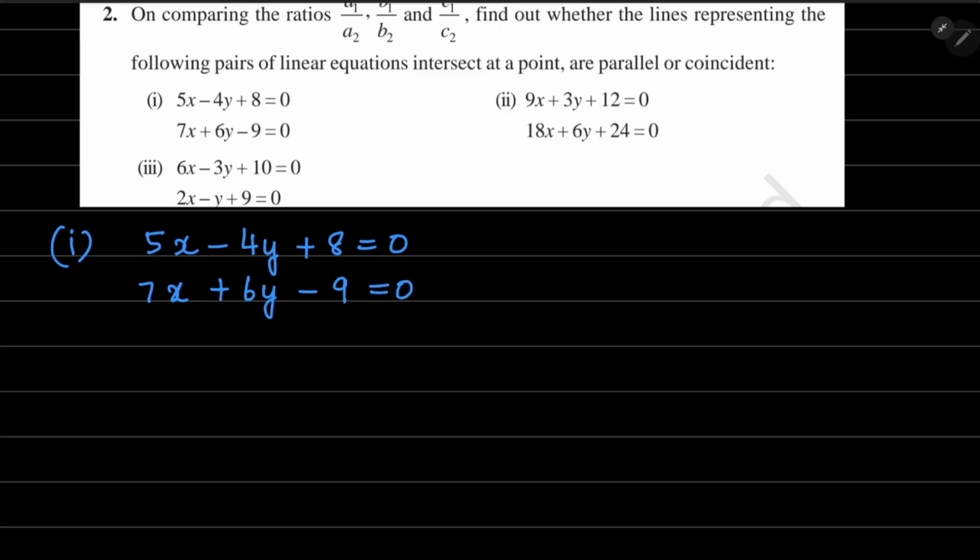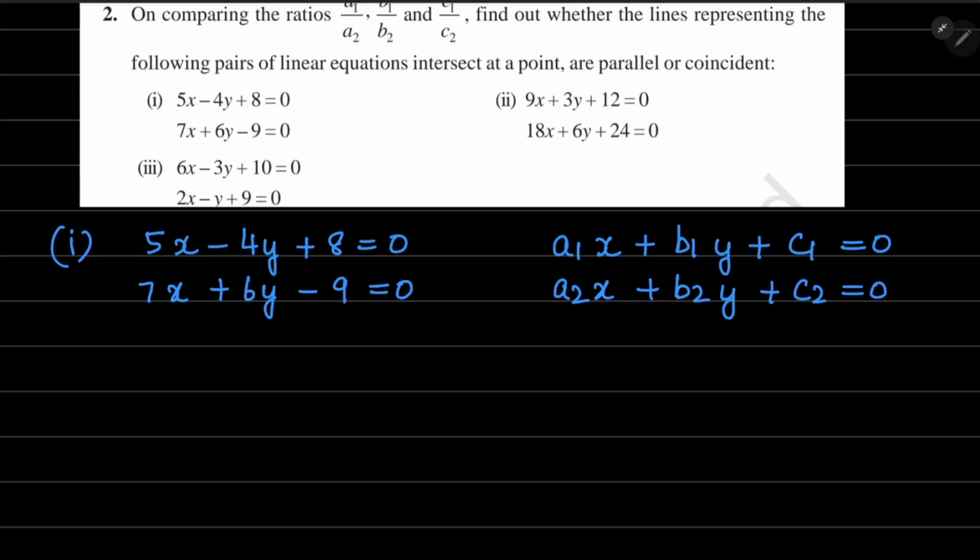So let's take what is your a1 by a2. A1 is nothing but this is your a1, coefficient of x in the first equation. This is your b1 and c1. a2, b2, c2. Okay, so you have to compare it with the standard form of the linear equations in two variables, which is nothing but a1x plus b1y plus c1 equal to 0 and a2x plus b2y plus c2 equal to 0. This is the standard form.